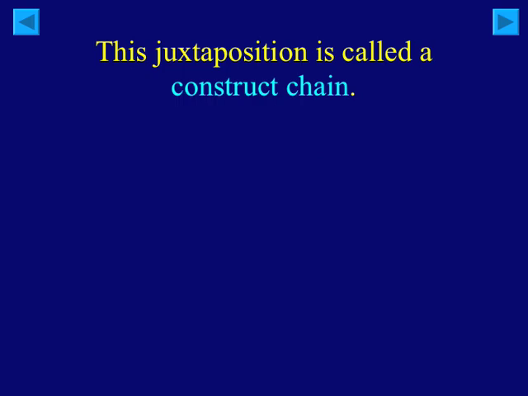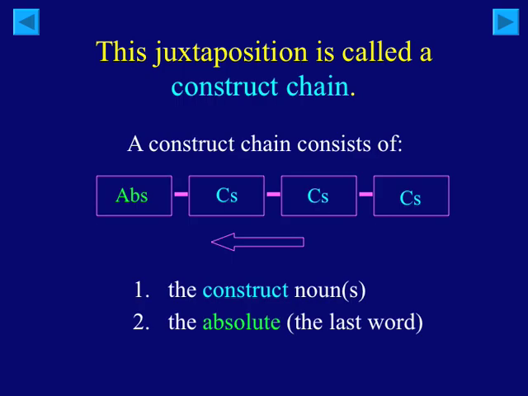We call this a construct chain. And when we say that, we mean that there are two or more nouns in succession. The final noun in the chain is called the absolute noun. So Eretz Yisrael, Yisrael would be the absolute noun. And then the nouns that are coming before it, in that case Eretz, are considered to be in construct. We call them construct nouns. So Eretz Yisrael consists of a construct noun, Eretz, and an absolute noun, Yisrael.